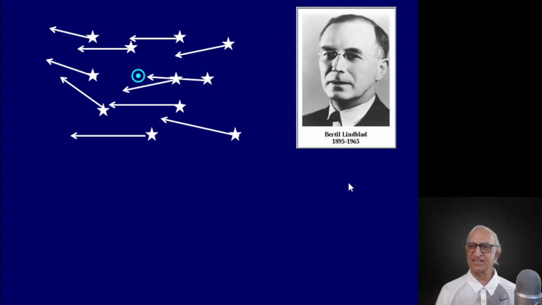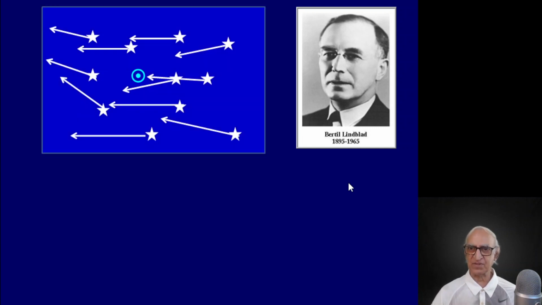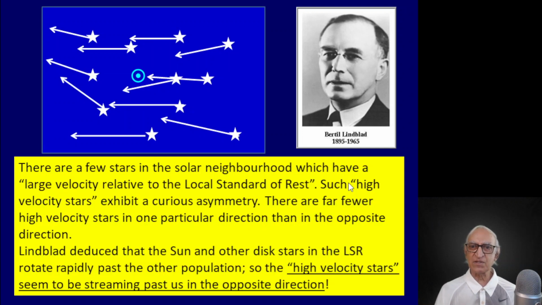Soon after that, a Swedish astronomer by name Bertil Lindblad made the following extraordinary discovery. He noticed that there are a few stars in the solar neighborhood which have a large velocity relative to the local standard of rest. And I've tried to sketch these stars with large velocities with respect to the local standard of rest. What is this local standard of rest?